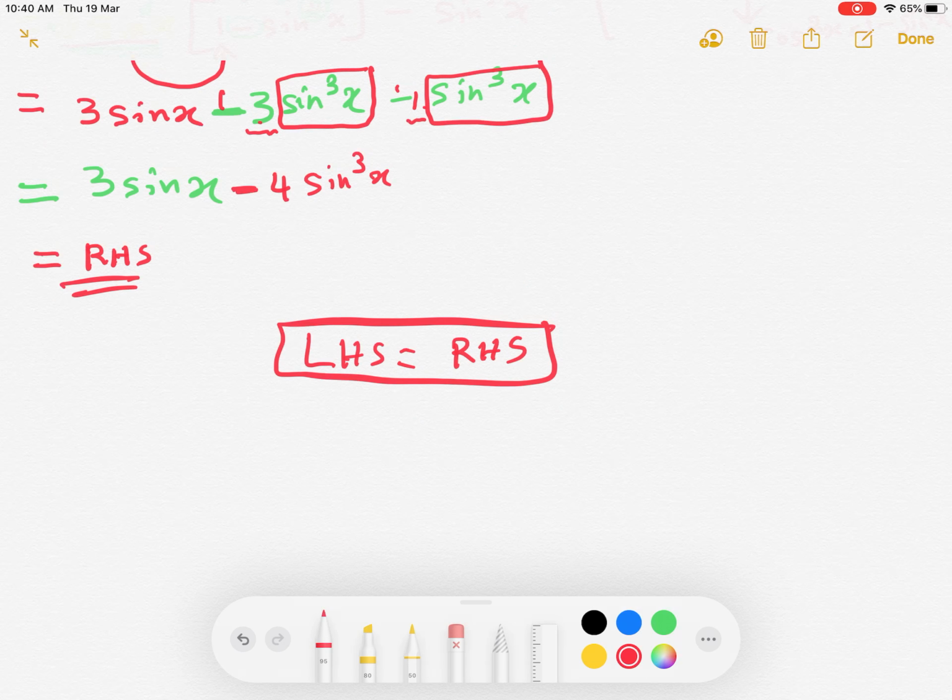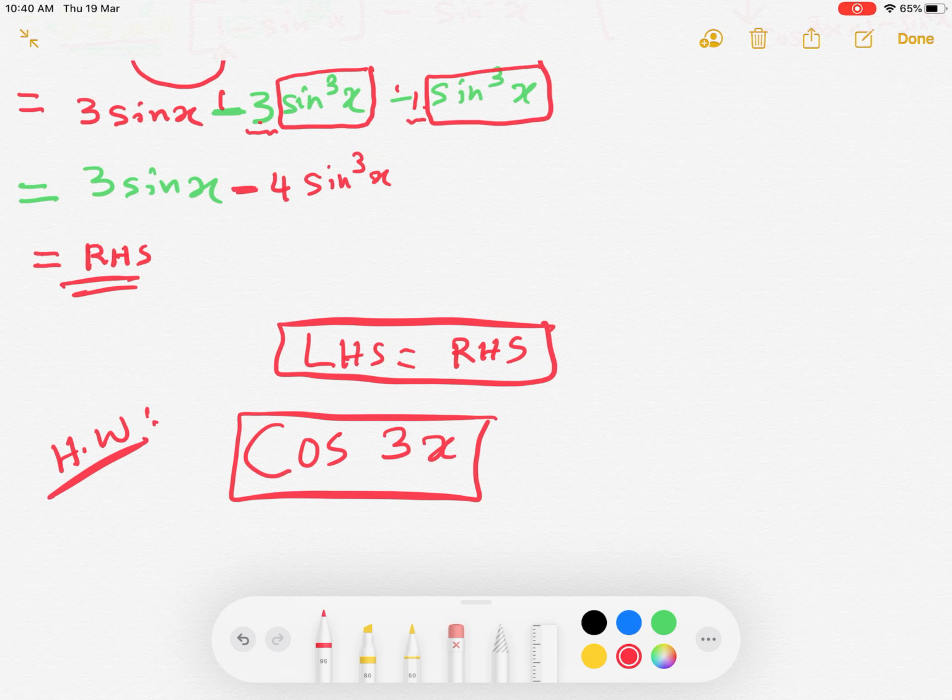My dear students, similarly, you just try as homework: what is cosine 3x? You will get the answer. Just try for it.